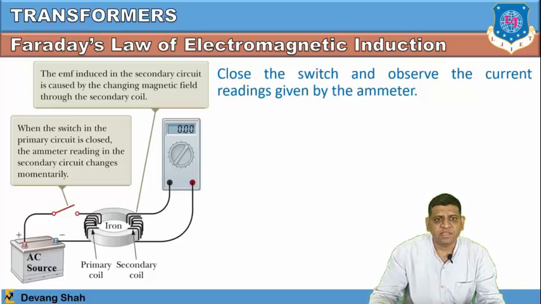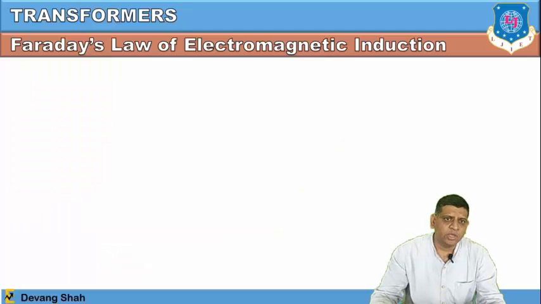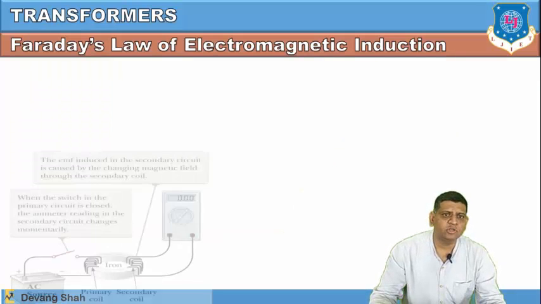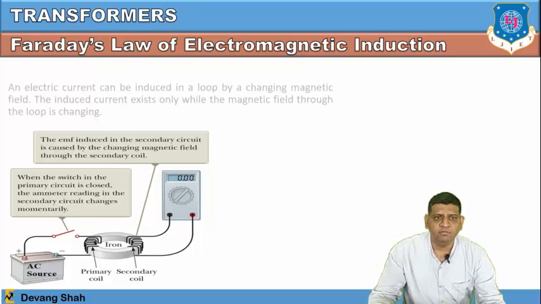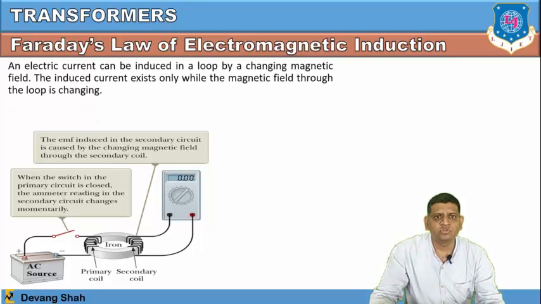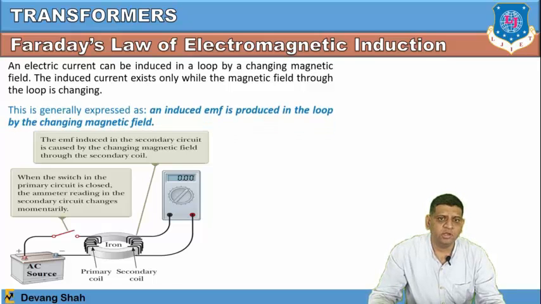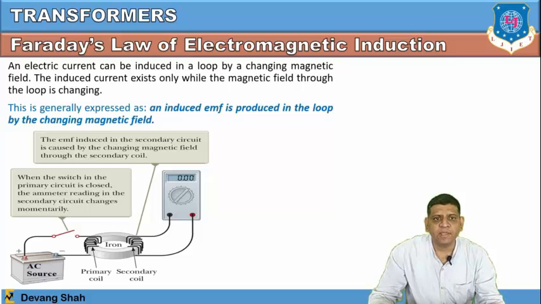The meter reading in the secondary circuit changes. So you can see, for further depiction of this experiment, that an electric current can be induced in a loop by a changing magnetic field. The induced current exists only while the magnetic field through the loop is changing. So ultimately there is a changing of magnetic flux, and because of the changing magnetic flux there is the induction of EMF. This principle we define as Faraday's law of electromagnetic induction, right?